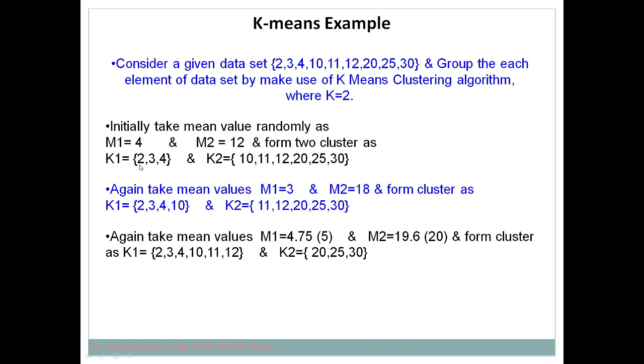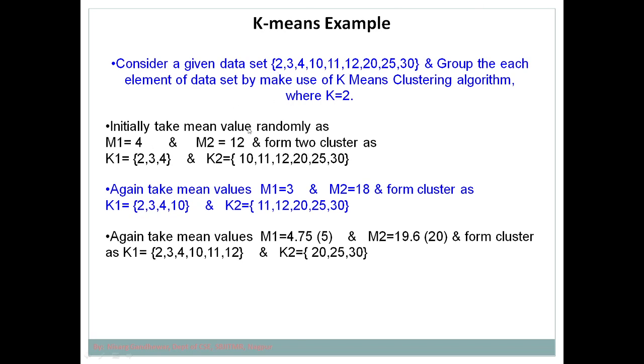How is element 2 mapped to cluster K1, and why is it not mapped to cluster 2? The reason is very simple. We need to calculate the difference between the mean value and the given data point. That means we are checking the similarity. If element 2 is nearer to 4, then it will be mapped to that cluster, otherwise it will be mapped to the second cluster. That means we need to calculate the distance between the cluster center and the given data element. Whichever distance is the minimum, that particular element belongs to that cluster. So let's try to calculate it.